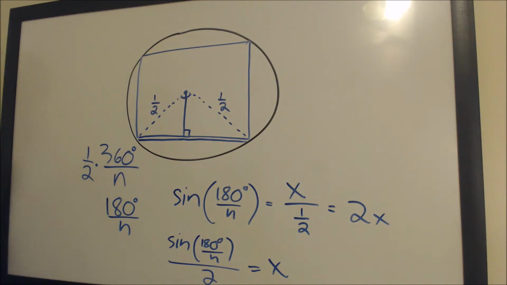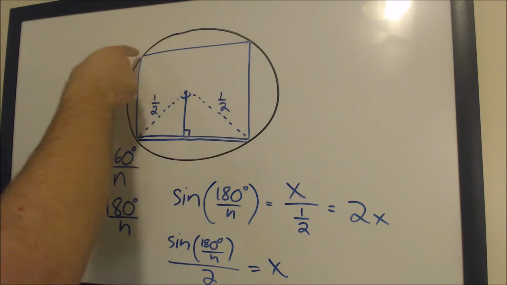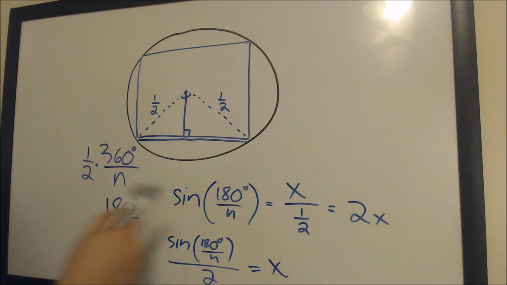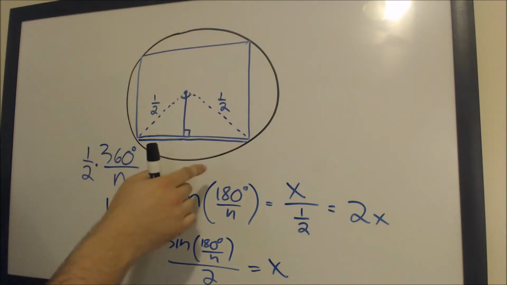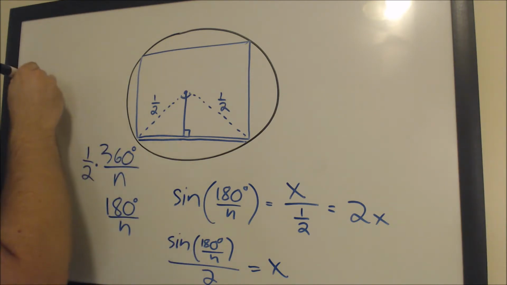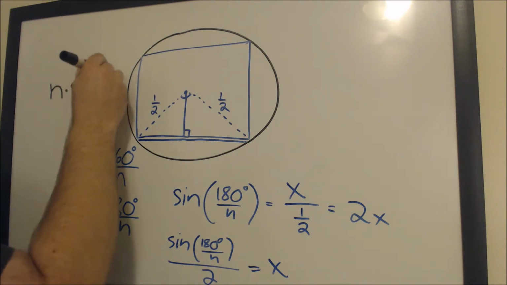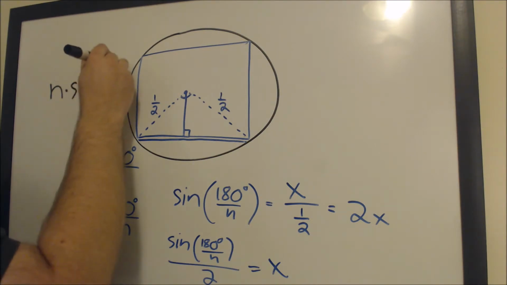So that tells me how long one of my sides is, which means that I can actually say exactly how much my perimeter is, because all I have to do is multiply my side length times the number of sides, which is n. So for an n-gon, the perimeter of the inscribed n-gon is n times the sine of 180 degrees divided by n.